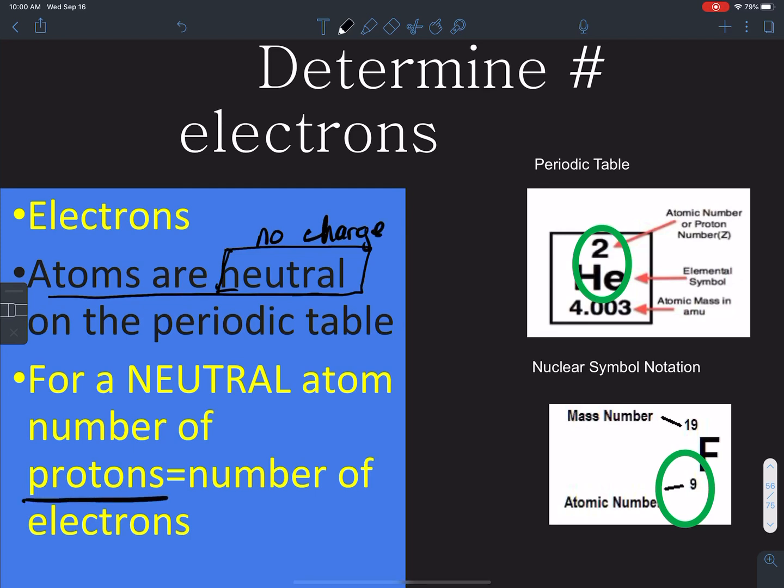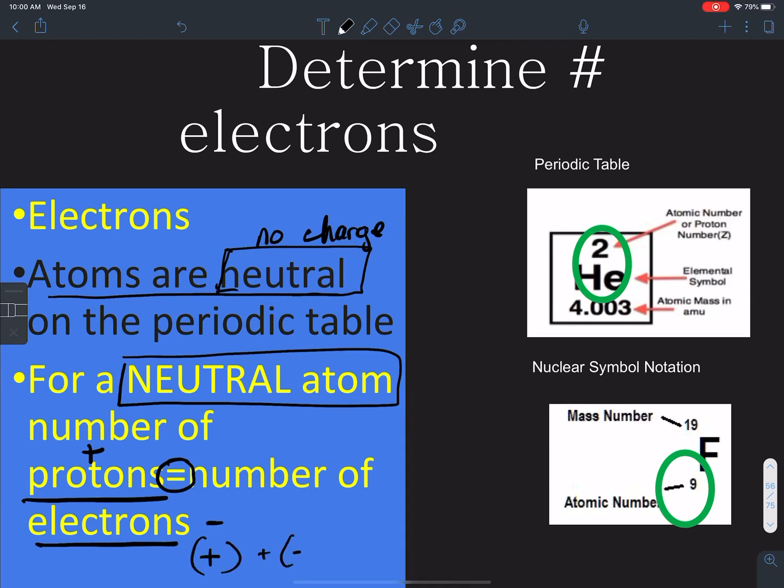Remember that our protons are positively charged and our electrons are negatively charged. So to determine a neutral atom, we have to have the same number of protons as we have electrons, because our positive charges in combination with our negative charges should equal 0. So when we're looking at our periodic table, if we see we have 2 protons and it's an atom from the periodic table, then we should know that we have 2 electrons in addition to that.